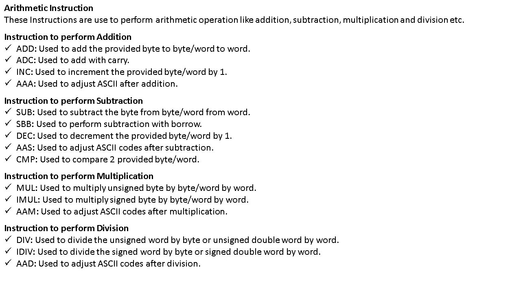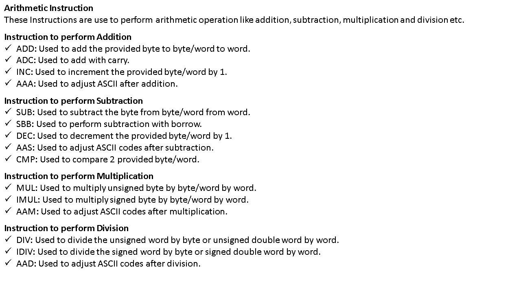AAA, used to adjust ASCII after the addition. Instruction to perform subtraction. SUB, used to subtract the byte or word from the word. SBB, used to perform subtraction with borrow. DEC, used to decrement the provided byte or word by 1. AAS, used to adjust the ASCII code after subtraction. CMP, used to compare two provided bytes or words.